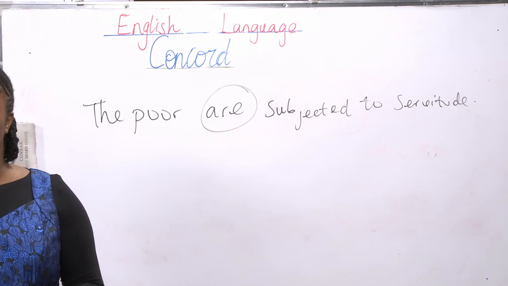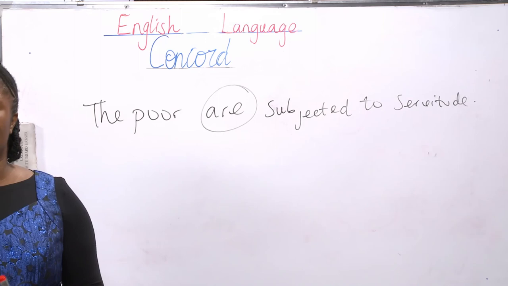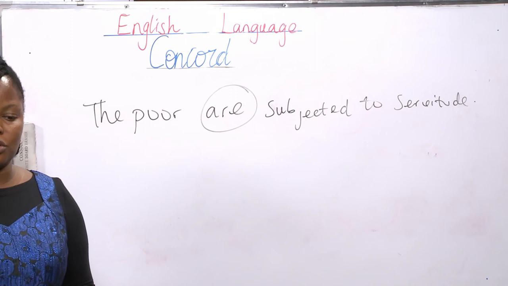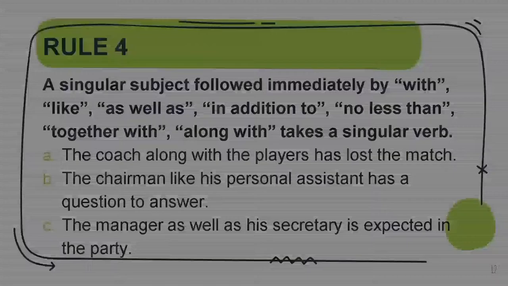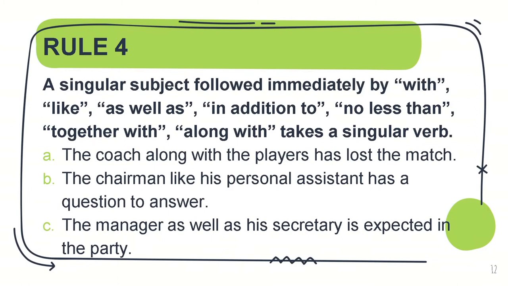Then Oreolua asks, why is this sentence correct? The man, unlike the woman, is here tonight. Okay, now let me go back to that rule and show it to you. In rule 4, when you have two singular subjects followed by with, like, as well as, in addition to, like can also be unlike. So when you have all of those and they are two singular subjects, they usually take a singular verb. So that is applicable in rule 4, Oreolua. I hope that answers your question.